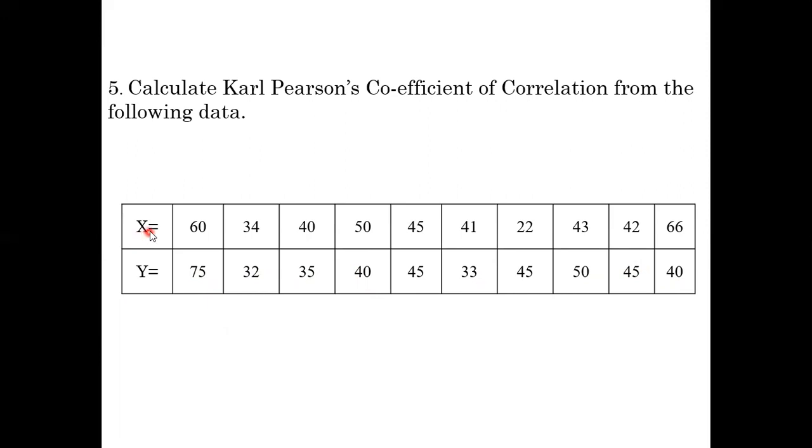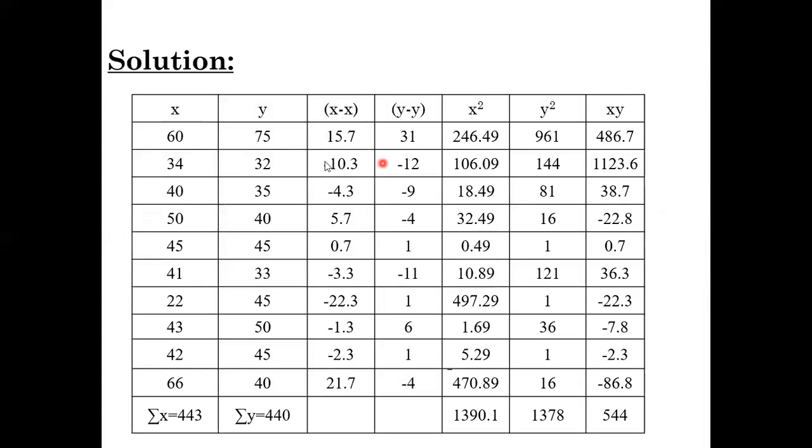So this is X variable and this is Y variable. How many items are there in the X variable? 1, 2, 3, 4, 5, 6, 7, 8, 9, 10. So in the X variable there are 10 items, and in the Y variable also 10 items. Okay, now make the table, X column and Y column, right?